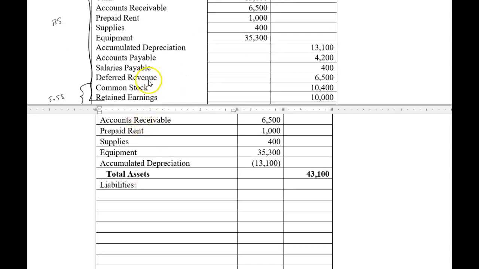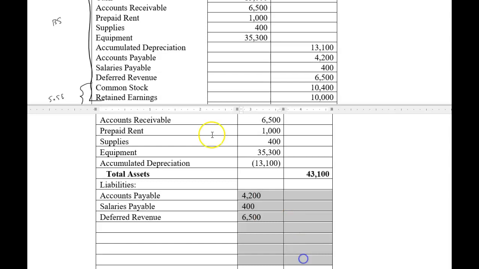That's a classified balance sheet. Plus all of our liabilities for this company, these three here would be current liabilities. So they're all current anyway. So we're going to paste in our accounts payable, salaries payable, and deferred revenue. And then we're going to grab their balances there. Notice I am putting them in this column because it's just to make it neat and organized so that I can get my totals. So my total liabilities for this company comes out to $11,100.